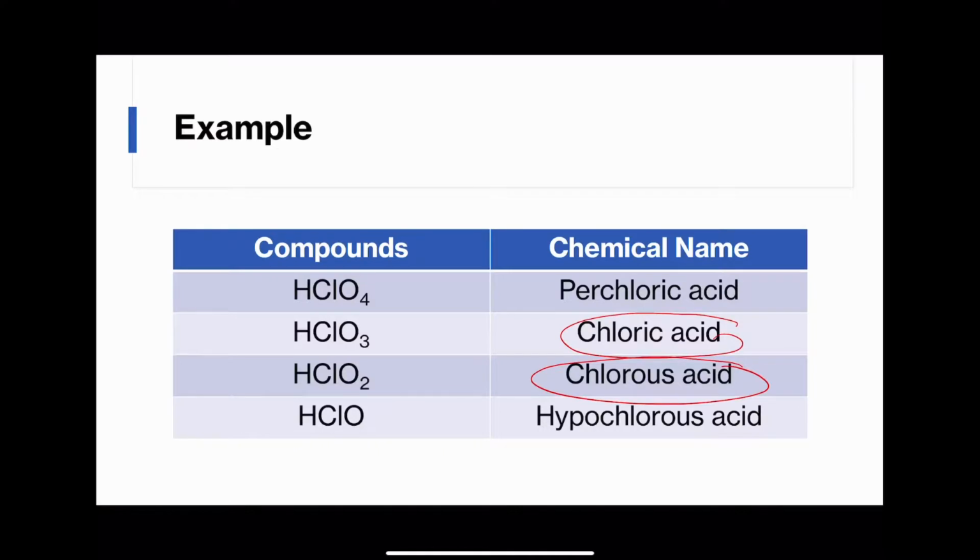If you have plus one, which is the "ic" acid, you have perchloric acid. If you have one less than the "ic" acid, then it's chlorous acid. And if you have one less than the "ous" acid, then it's hypochlorous acid. So this one, you really have to think about what is my "ic" acid?